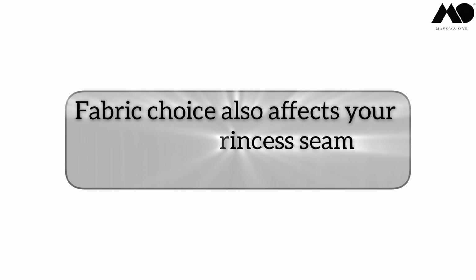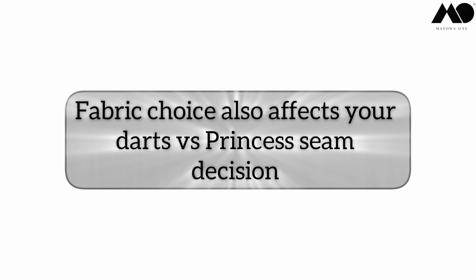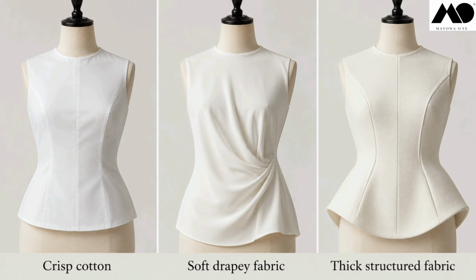Your fabric choice also affects whether a dart or princess seam makes more sense for your garment. A crisp fabric holds both darts and structured princess seams well. A soft drapey fabric can ripple or collapse along a sculpted princess seam if it's not stabilized. A thick fabric gets bulky when too many seams are sewn in the wrong place. A bold print gets interrupted by a princess seam, but a plain fabric lets that same seam become a design feature. So all of this isn't only a pattern decision, it's a design decision.